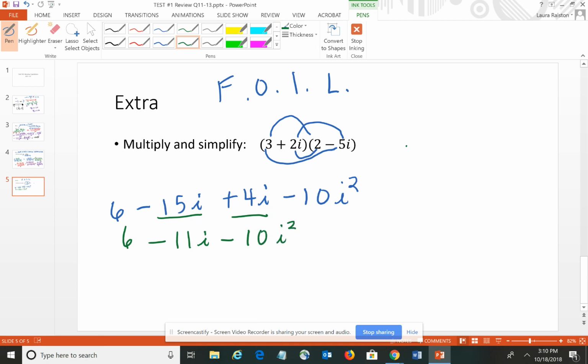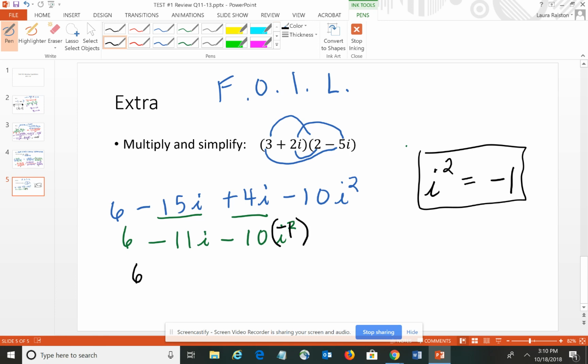But guys, with complex numbers, you should never stop or end a problem with an exponent on the i, because by definition, i squared represents a real number on the number line and is equal to negative 1. So that's kind of one of those things in math that you need to know or memorize. So I'm going to replace i squared with negative 1. So I have 6 minus 11i plus 10. Negative 10 times negative 1 is positive. And so then when I combine like terms, I have 16 minus 11i.